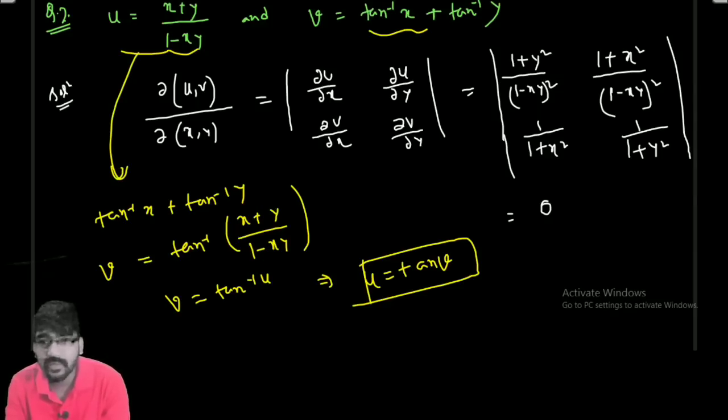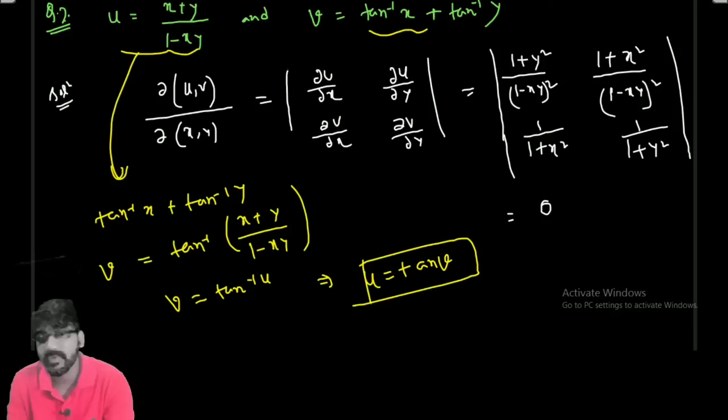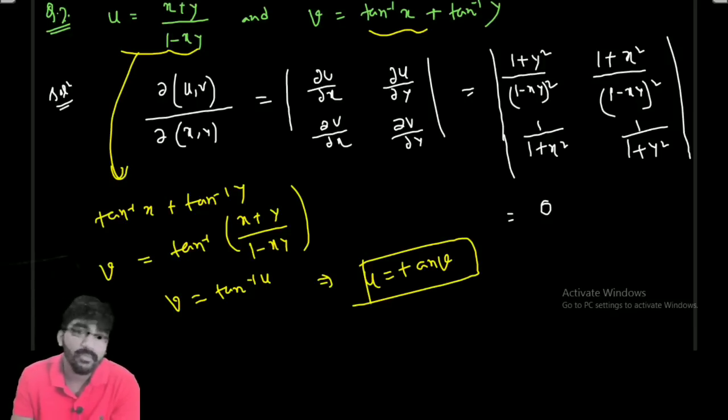But when the functions are so complicated, you cannot say only by seeing the function. So if you want to know whether there is a relation, you have to check the Jacobian. If the Jacobian is 0, then definitely there will be a relation. If the Jacobian is not 0, then obviously there is no relation between u and v. Okay, so this is how we can solve this kind of problem.